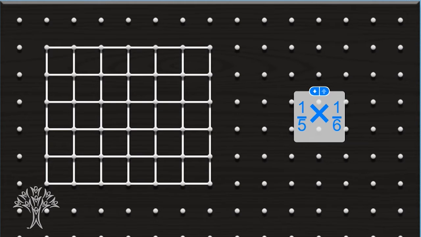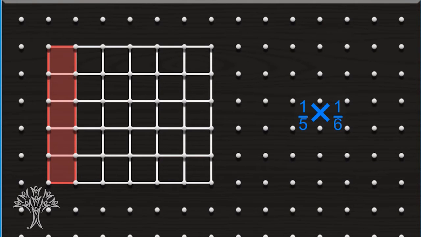Here's our first problem. 1/5 times 1/6. I already built an array that would work well with fifths and sixths. Can you see the fifths represented by the horizontal rows and the sixths represented by vertical columns? When I read the expression 1/5 times 1/6, I like to think of it as 1/5 of 1/6. So I think I'll represent 1/6 on the GeoBoard first.